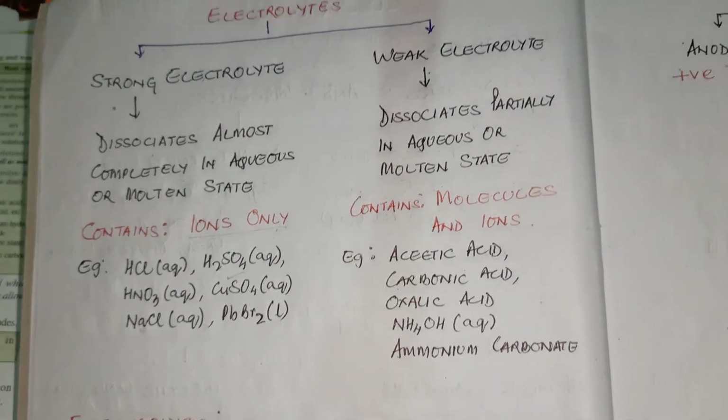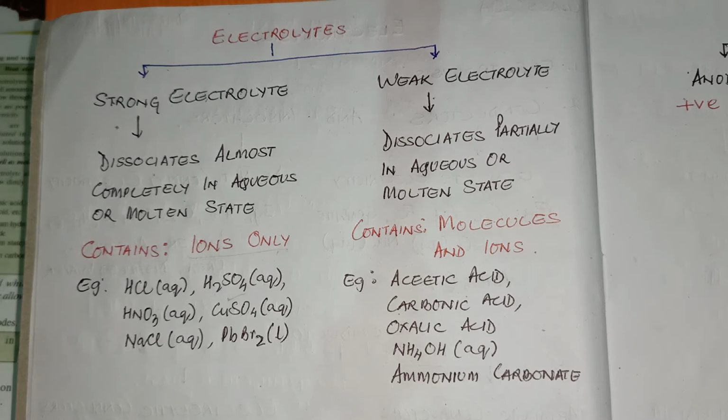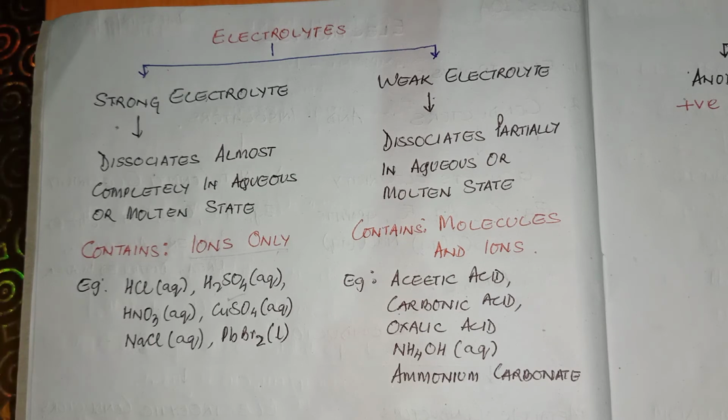Now, since we are discussing electrolytes, these electrolytes are special compounds which are used to carry out a chemical process, and that chemical process in which these electrolytes are used is called electrolysis. So let us see now what we mean by electrolysis.